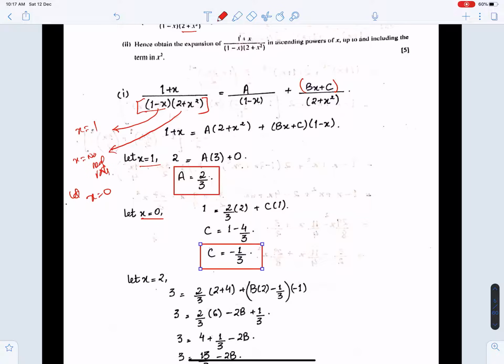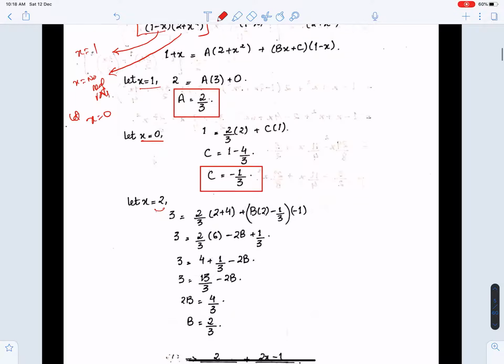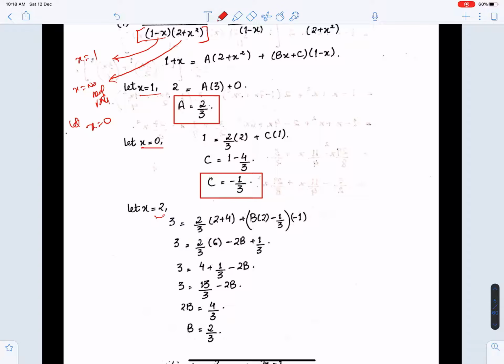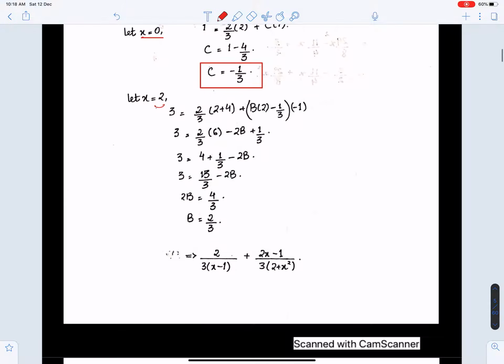Now you have an option. You can suppose any value of x for the constant b, but suppose that value of x which will make the calculation simple. So the easier value is 2. This is the easiest value. This will make the calculation simple. Avoid supposing negative values like minus 1. Minus 1 is okay, but the negative sign makes complications. So by substituting 2 into this equation, we can get the value of b.